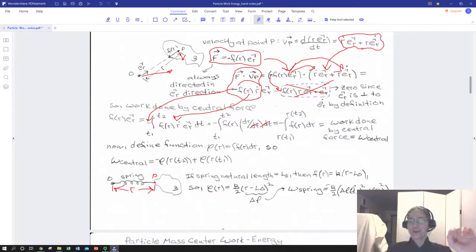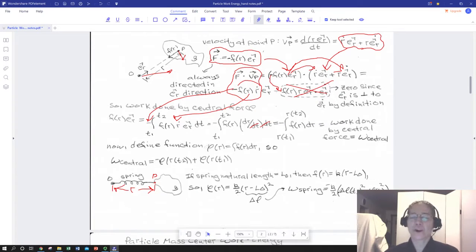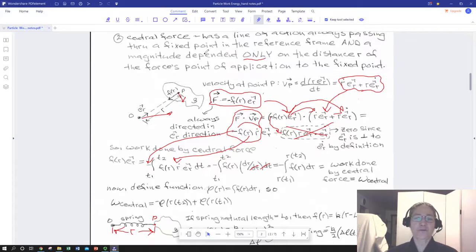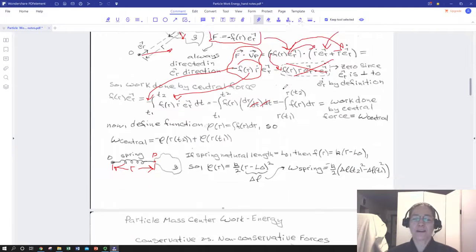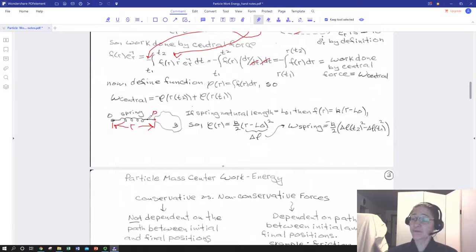So we have now rederived our familiar work or energy of a spring by treating it as a central force, a very basic central force, and also invoking our basic concept of a force dotted into the velocity of a body's center of mass. In this case, we didn't have to use the center of mass. We used the point of application of the spring.